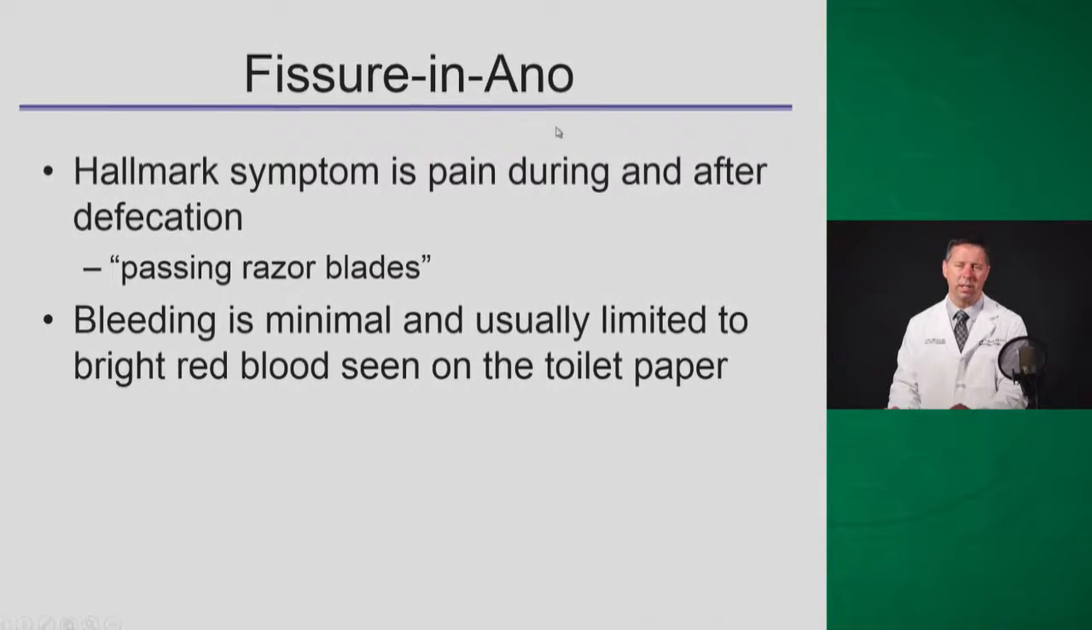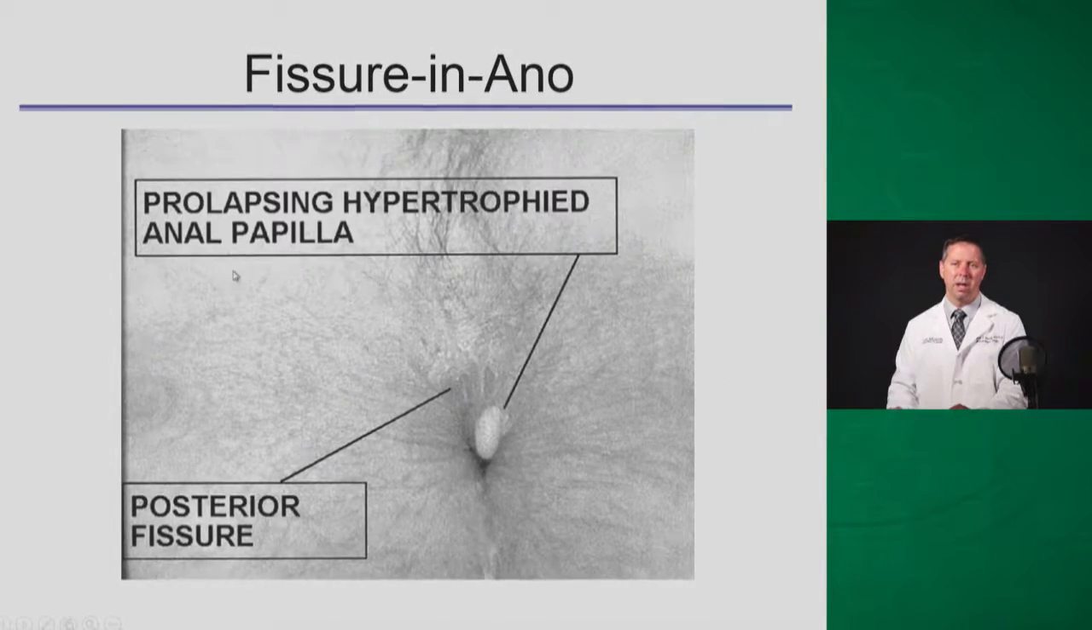Fissure-in-ano just warrants a brief discussion. The hallmark symptom, if you've seen patients, is pain during and after defecation. They'll often say it feels like they're passing razor blades. Bleeding is minimal, usually limited to bright red blood seen on the toilet paper. On physical exam, you'll classically see the fissure in the posterior side of the anal canal. There may be a hypertrophied anal papilla or a sentinel pile associated with that fissure.